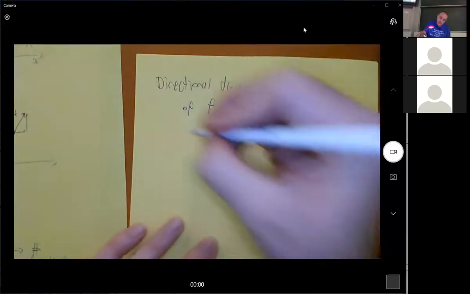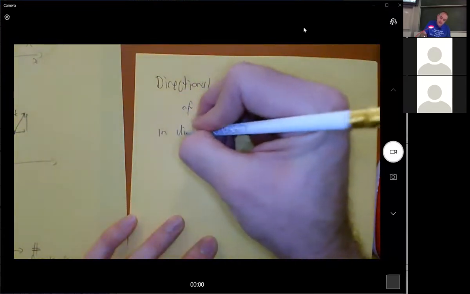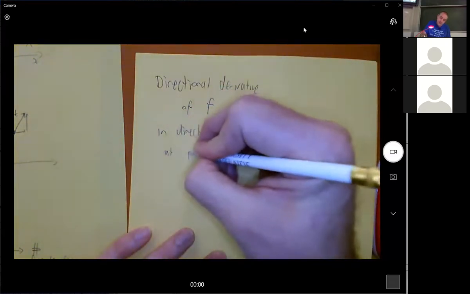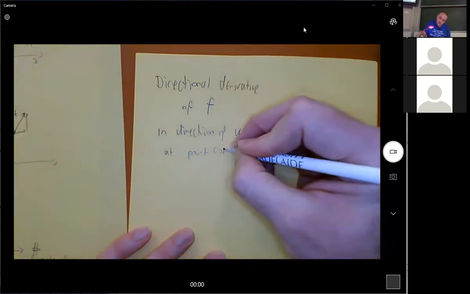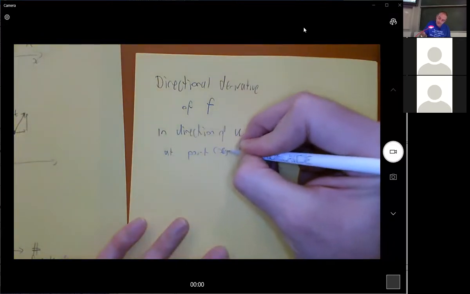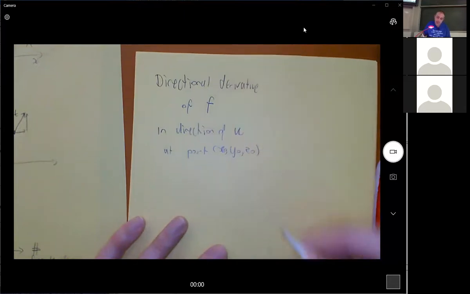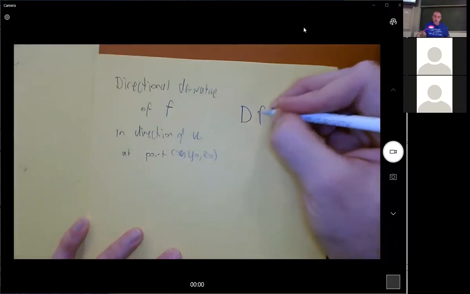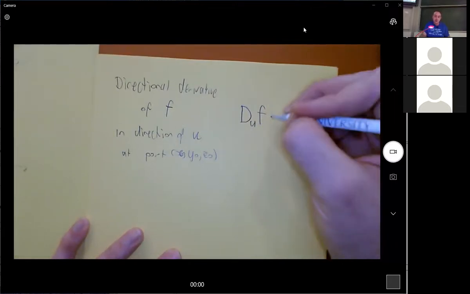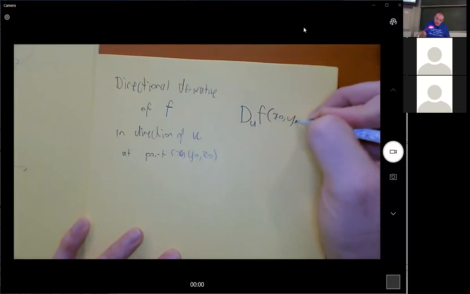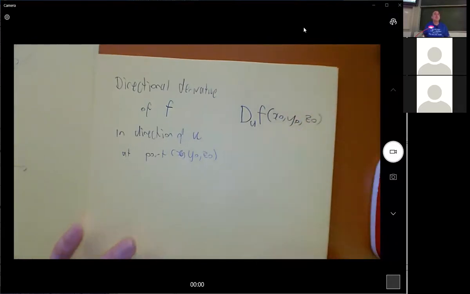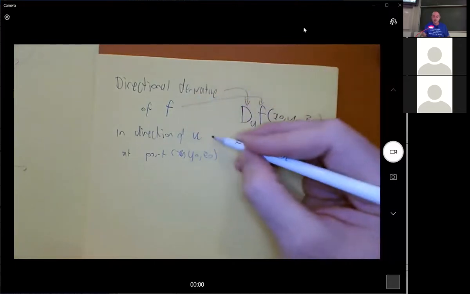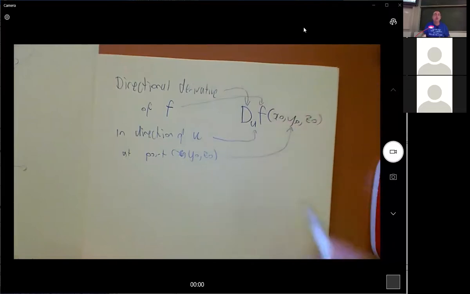Of the function f in the direction of u at the point x naught, y naught, z naught. The notation for that is the directional derivative of the function f in the direction of u at the point x naught, y naught, z naught. So that's the directional derivative of f in the direction of u at the point there.